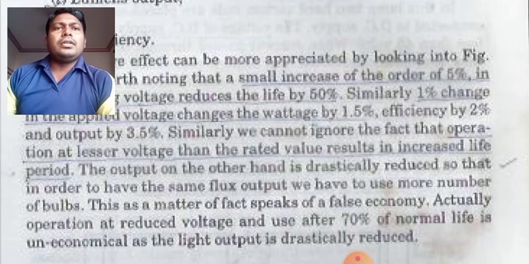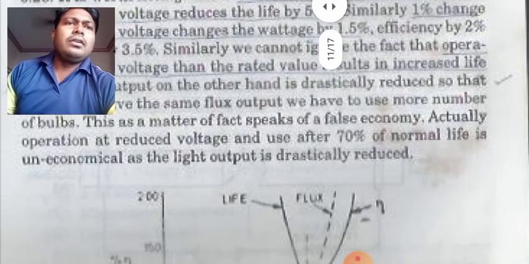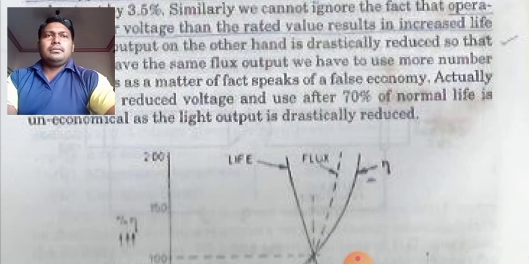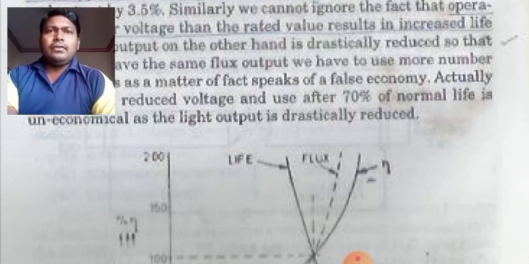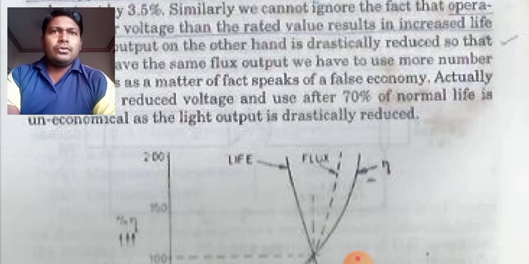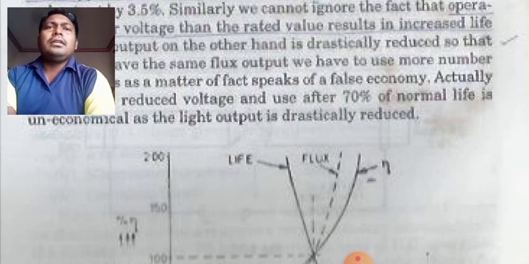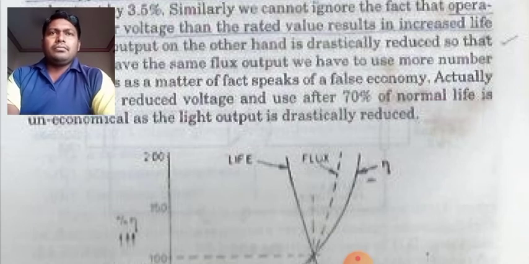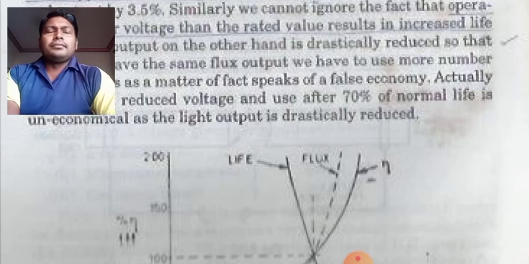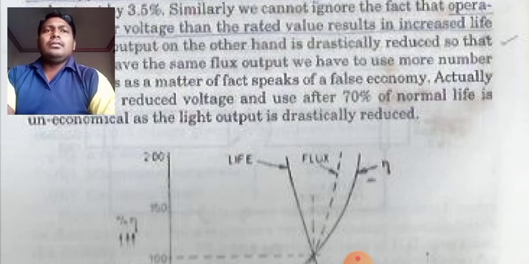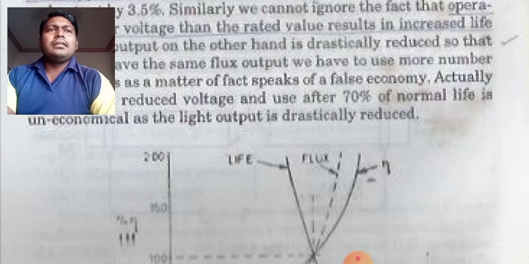Actually, operation at reduced voltage and use after 70% of normal life is uneconomical, as the light output is drastically reduced. So if you go for lower voltages, what will happen? The life of the bulb will be increased. That is true, but one thing you have to sacrifice is the amount of illumination, because the light it will produce will be very dim, right? Obviously the life of those bulbs will be higher, but the illumination will be drastically reduced.